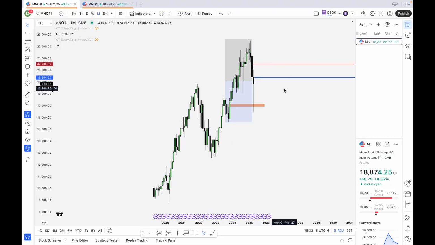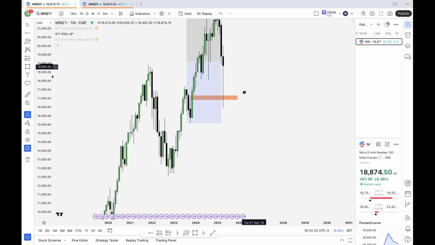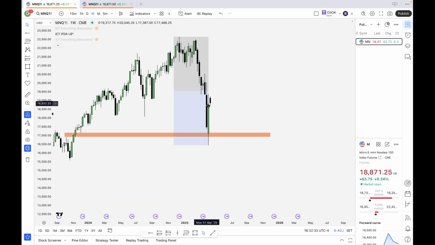On last week's outlook, I brought your attention to this monthly internal range liquidity pool here. So that was our draw on liquidity before this candle had reached it. So here's this week's candle. We'll draw the open on that. You can see how this weekly candle respected this monthly CE of that fair value gap, which indicates bullish prices. But I won't get into that now.